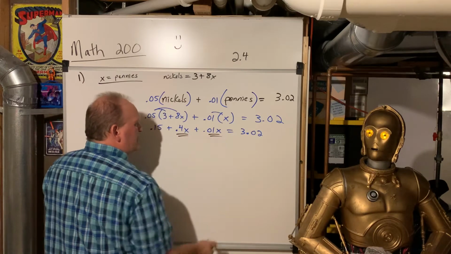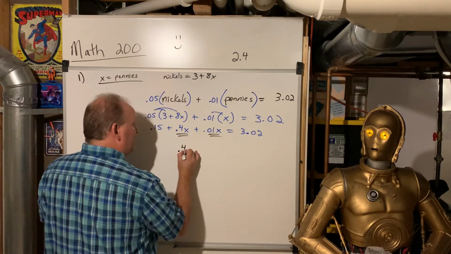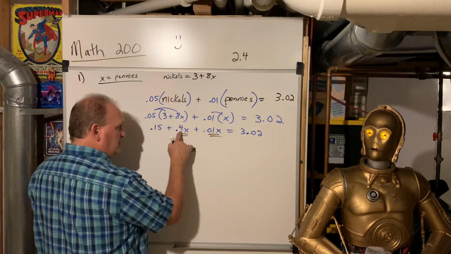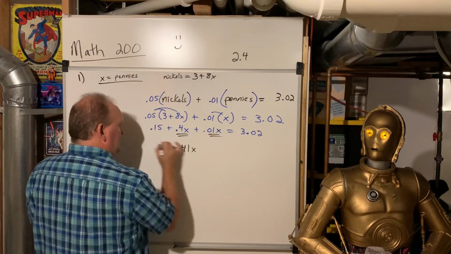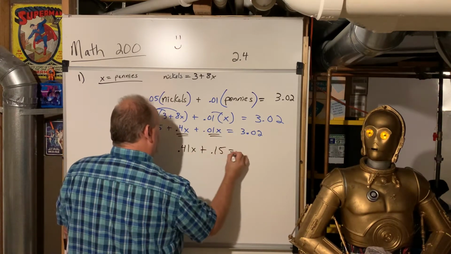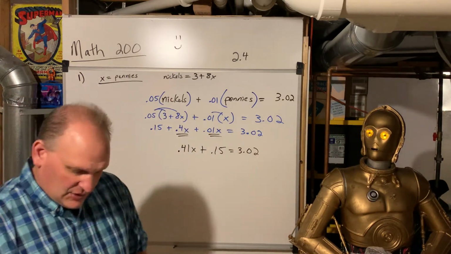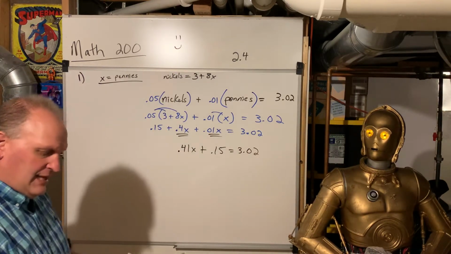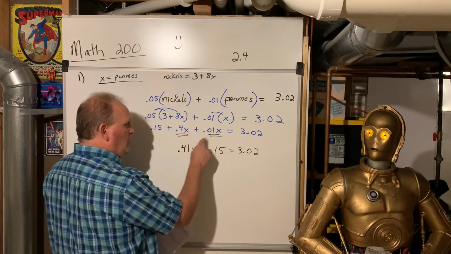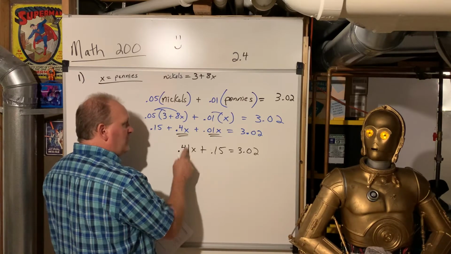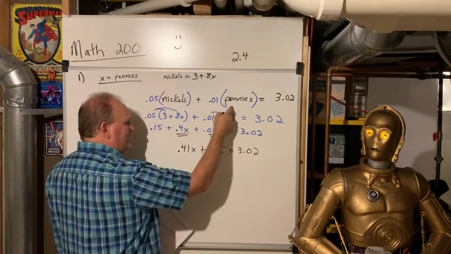So look, we combine like terms. That's 0.41x. Careful there, because 0.4 is like 40 cents, and 0.01 is like 1 cent. That's 41 cents, plus 0.15, equals 3.02. Remember, think in terms of money. If this is confusing you, use the calculator. Do 0.4 plus 0.01 to make sure you get 0.41. If you got 0.5 there by accident, you took 10 cents, then you would be working with dimes, not pennies.